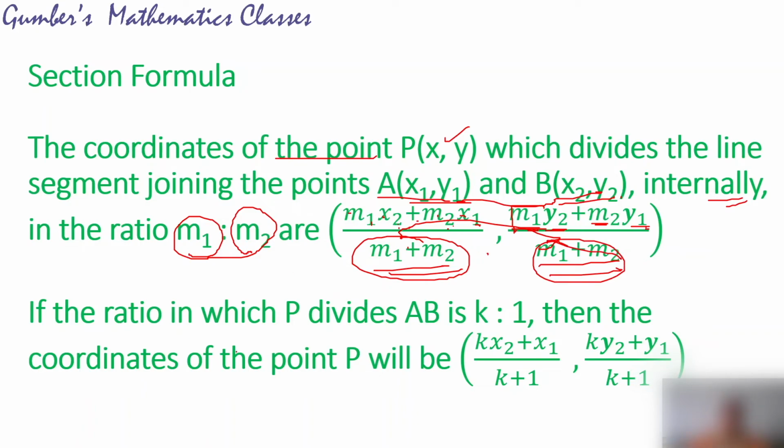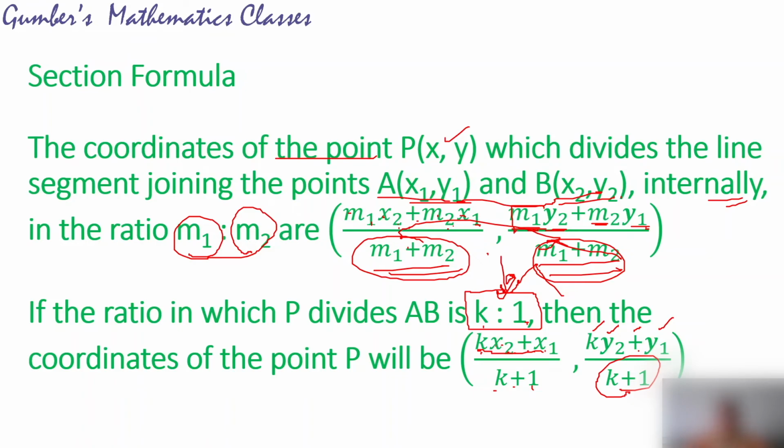Now, if the ratio is given to us in the form k is to 1, not in the form of m1, m2, then we can replace m1 by k and m2 by 1. So we will be getting (kx2 plus x1) divided by (k plus 1). This is the same as before, only we replaced m1 by k and m2 by 1. And similarly for the y coordinate, (ky2 plus y1) divided by (k plus 1), where the sum of the ratio is k plus 1.